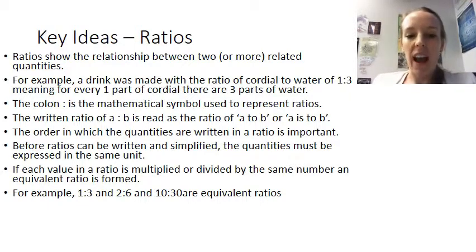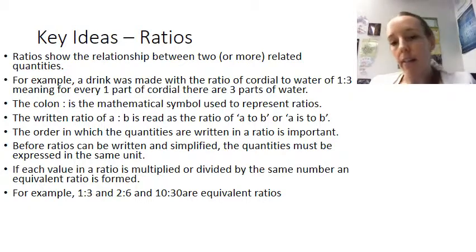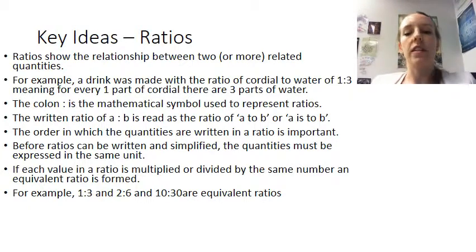The ratio of A is to B, we read it as A is to B, or A to B. The order in which the quantities are written in a ratio is very important. Before ratios can be written, they have to be simplified and the quantities must be expressed in the same unit. They also have to be in whole numbers.